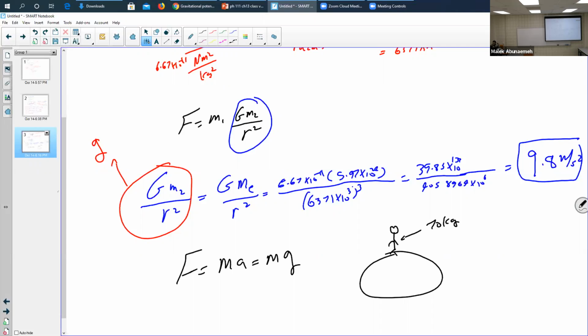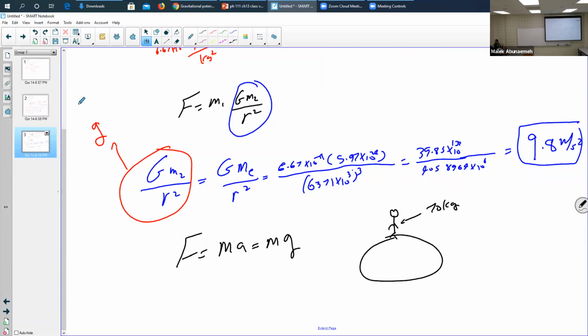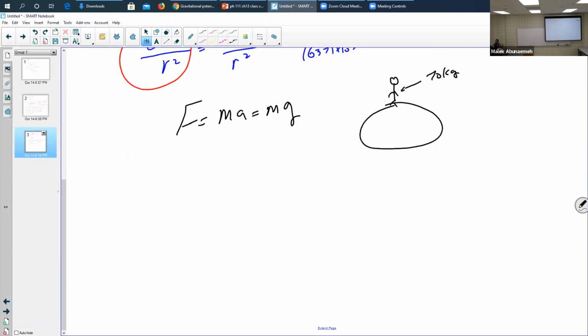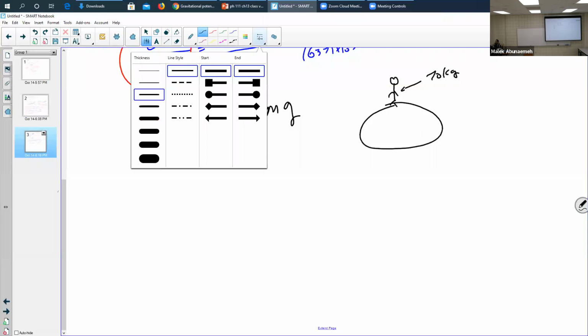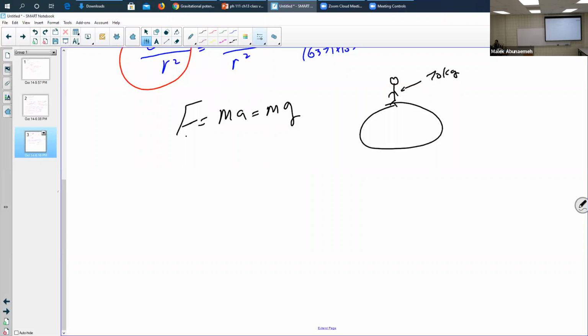Why is the Earth not going towards me with a gravitational force? Well, let's look at that. We said that the gravitational force equals your mass times your acceleration due to gravity. So your force, in this case, equals your mass, which is 70 kilograms, multiplied by 9.8, which, if you calculate it, gives you 686 newtons.